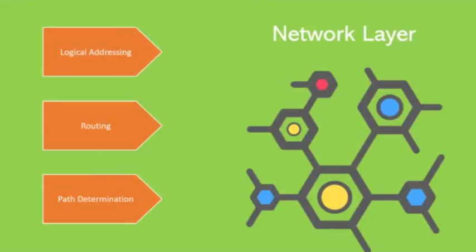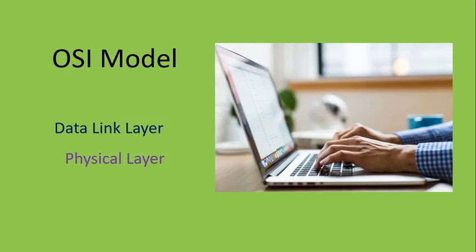In path determination, a computer can be connected to an internet server in a number of ways. It will choose the best possible path from the source. Then the data link layer. The data link layer receives the data packet from the network layer. Data packets contain the IP address of the sender and receiver.